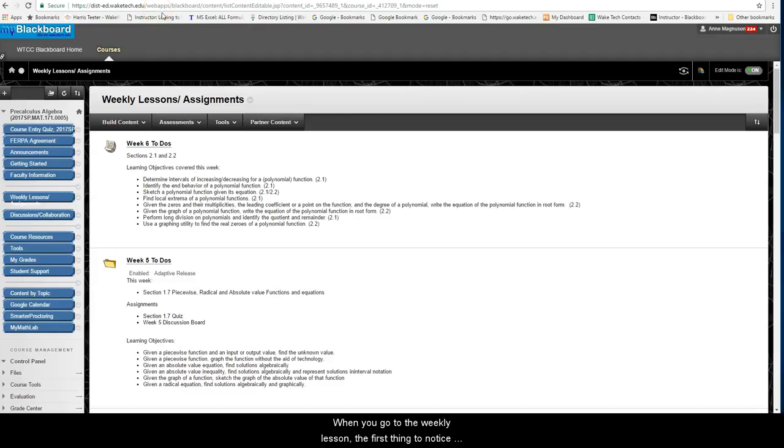When you go to the weekly lessons, the first thing to notice are the sections covered and the learning objectives for the week. These are the objectives you'll be tested on. Their sections in the text are identified as well.